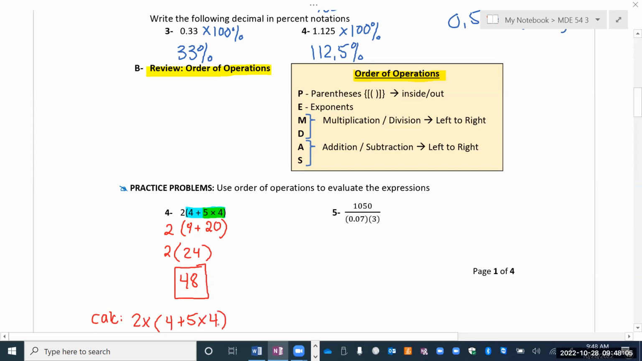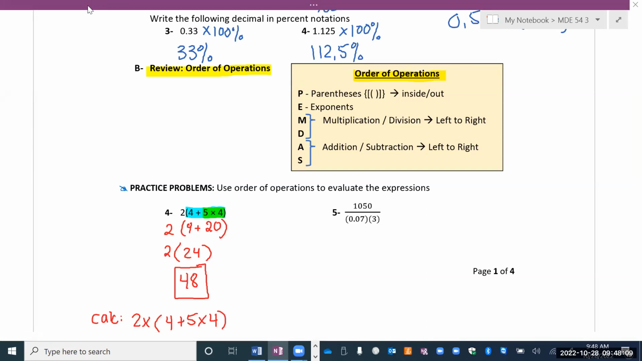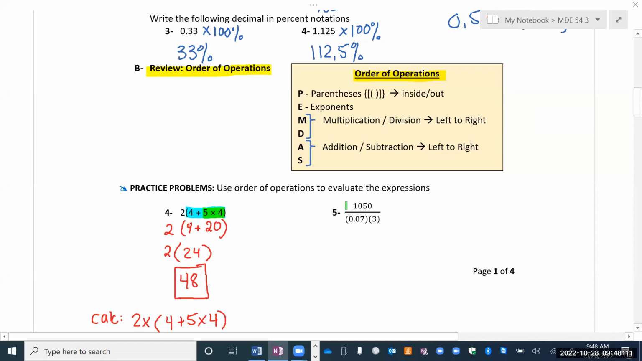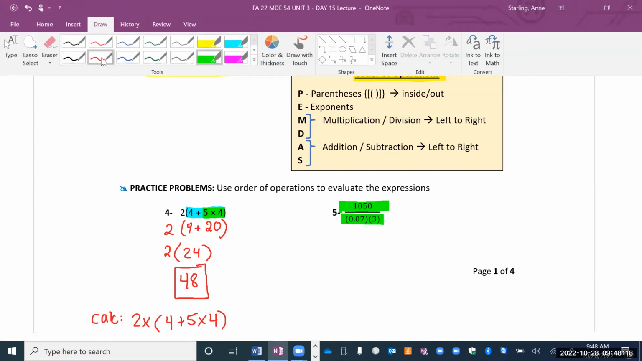Make sure you got your calculator out. Make sure you're using it. Now down here, when you have a fraction bar, it's assumed that the top has its own set of parentheses and the bottom also has its own set of parentheses.